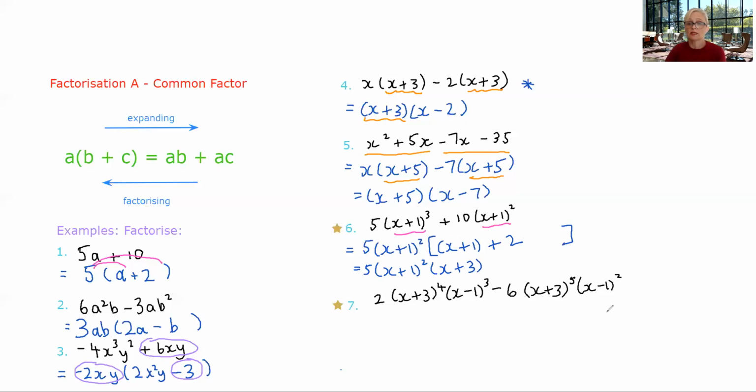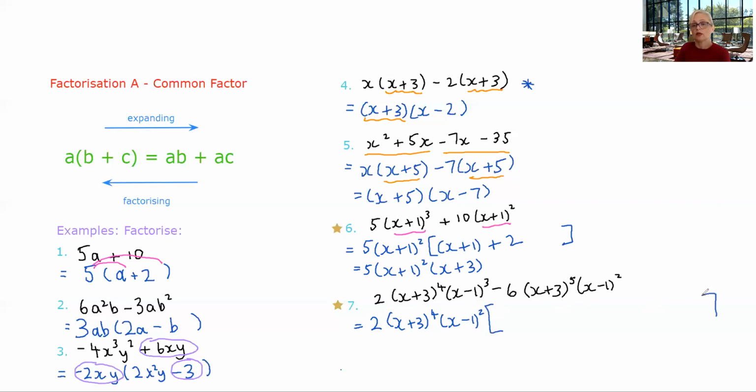And last one for this video, and this one is quite a challenge, but it is important to be able to do things like this. Look at your number part. So we can take out a 2. Look at our (x plus 3) brackets. We've got an (x plus 3) to the 4th and an (x plus 3) to the 5th. We can take out the lower power of those. Look at our (x minus 1) brackets. We can take out (x minus 1) squared.